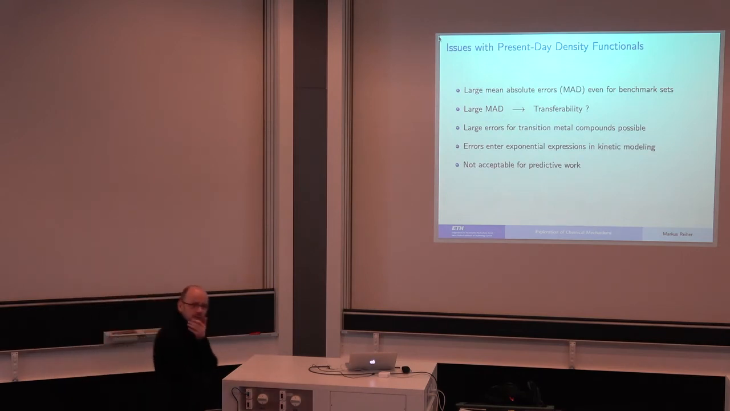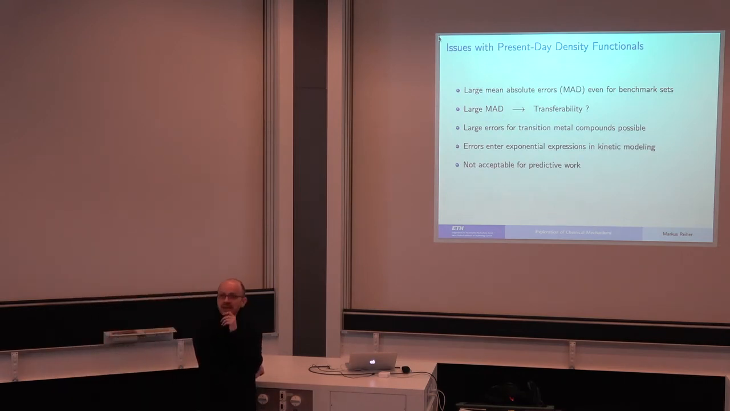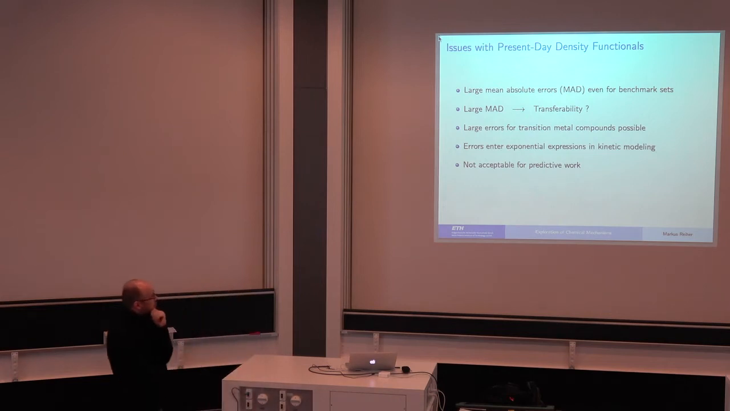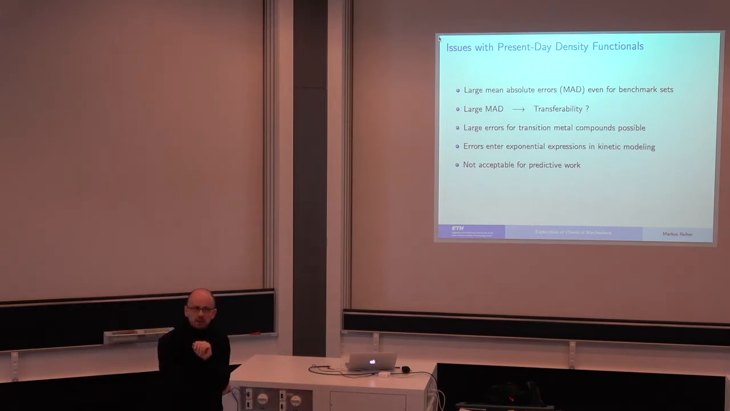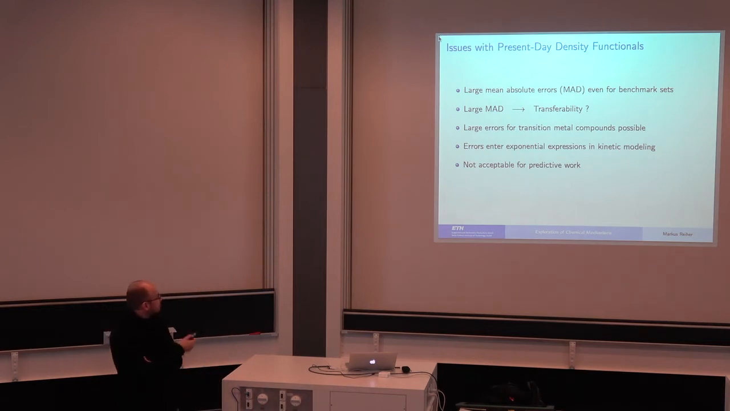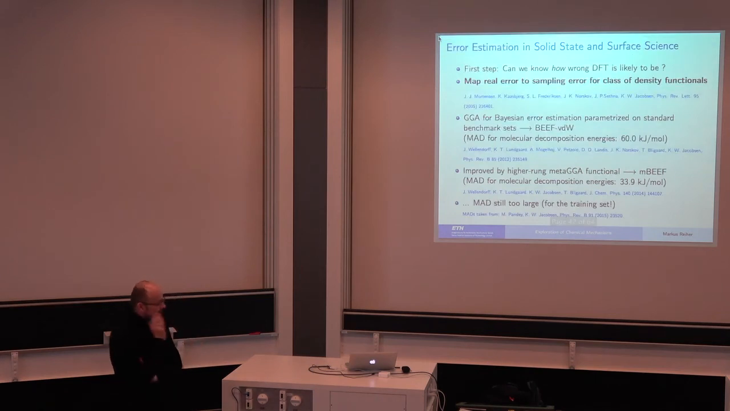And when you further look into the literature, you see that you have large mean absolute errors for benchmark sets. Well, what does it mean for transferability? How much can you trust your DFT calculation if you see these huge errors? In organic chemistry, often you see smaller errors, but as soon as you have 3D transition metals, it's really a pain. And for predictive work, really not acceptable.